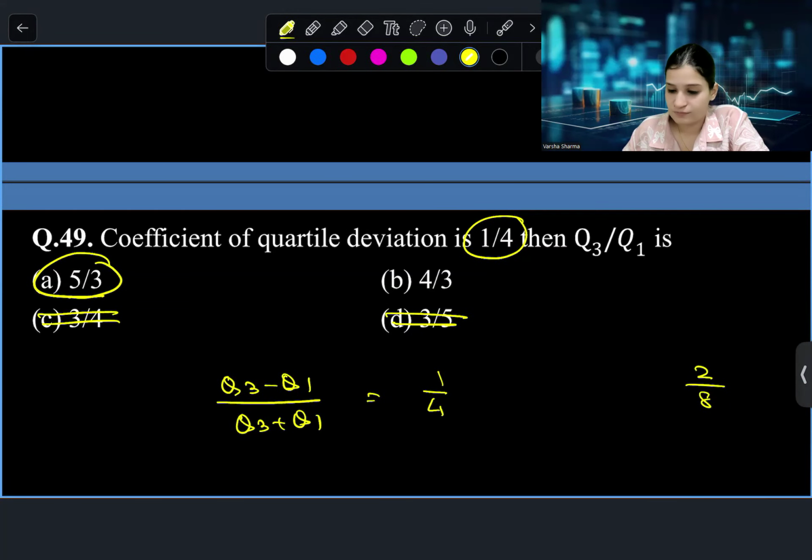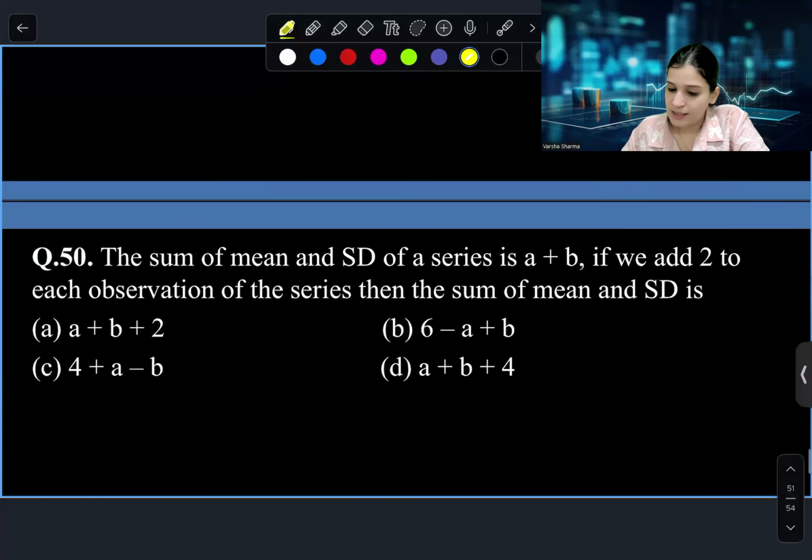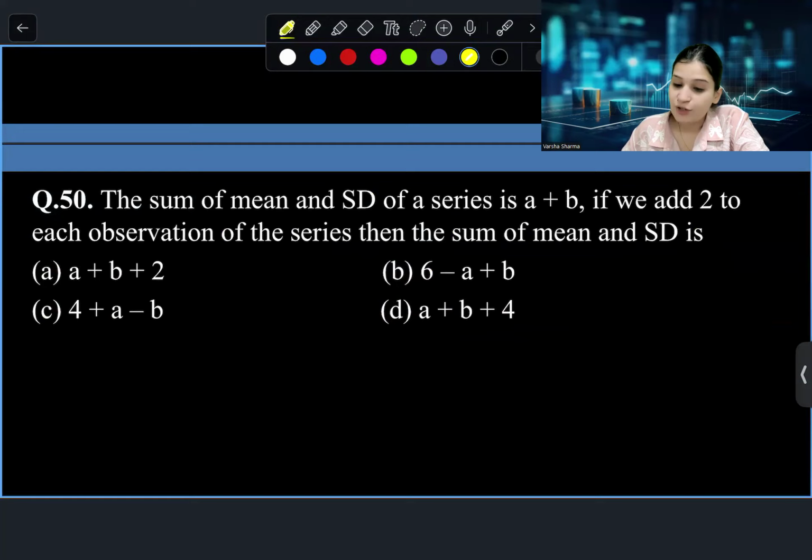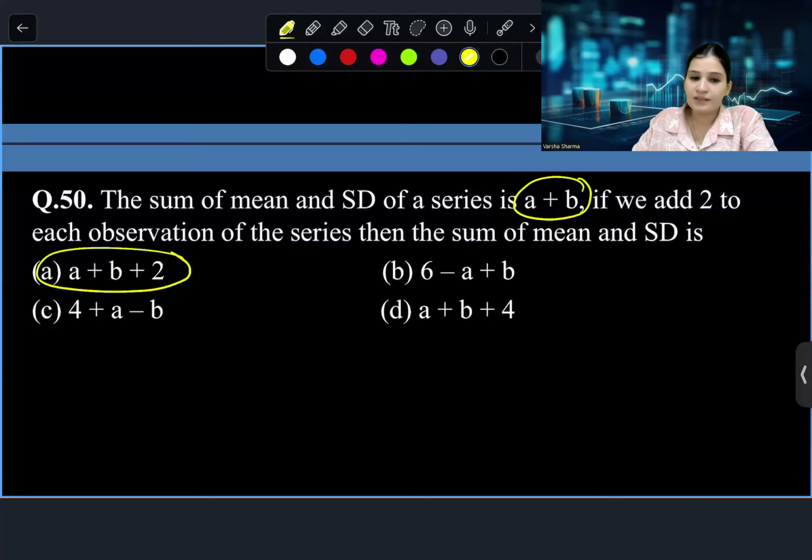Yes, ma'am. The sum of mean and standard deviation of a series is A plus B. If we add 2 to each observation, then the sum of mean and standard deviation: the mean increases by 2 and the standard deviation remains unchanged. So their sum will only increase by 2, because standard deviation won't change. Did you all understand? Yes, ma'am.